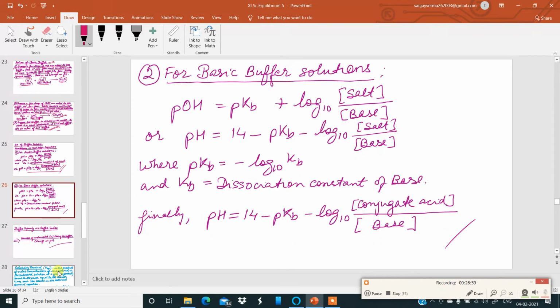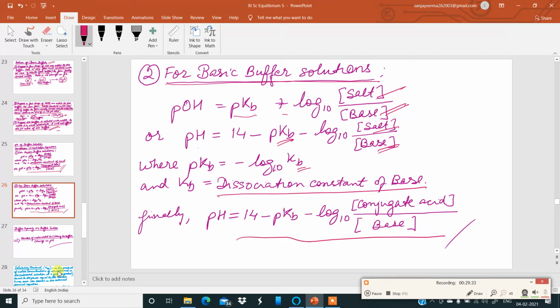Okay. Moving to the next slide. For basic buffer solutions, we first calculate the pOH. For bases, you calculate pOH and then you can get the pH easily by subtracting from 14. So pOH is equal to pKb plus log to the base 10 of the concentration of salt divided by the concentration of the base, or pH is equal to 14 minus pKb minus log to the base 10 of the concentration of salt divided by the concentration of base, where pKb is equal to minus log to the base 10 Kb, and Kb is called the dissociation constant of the base.